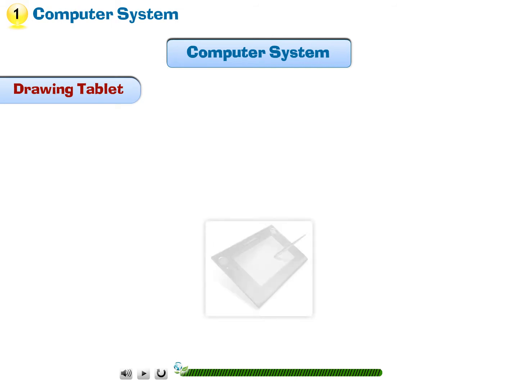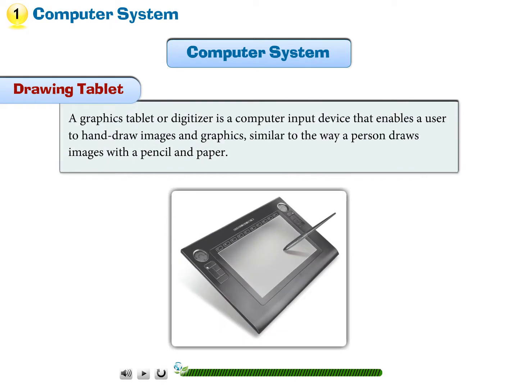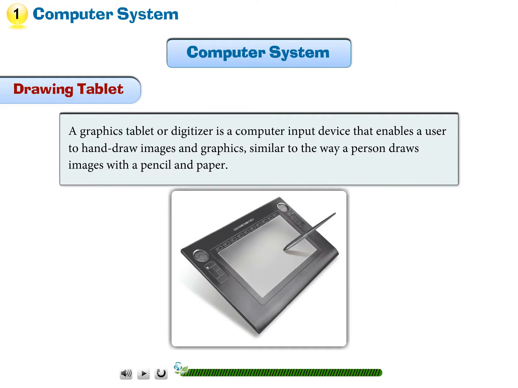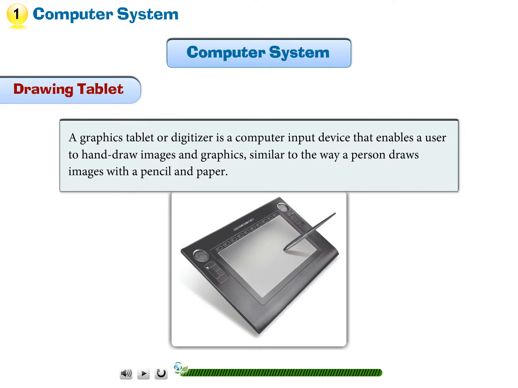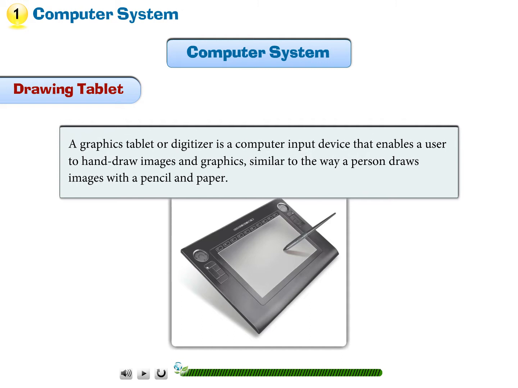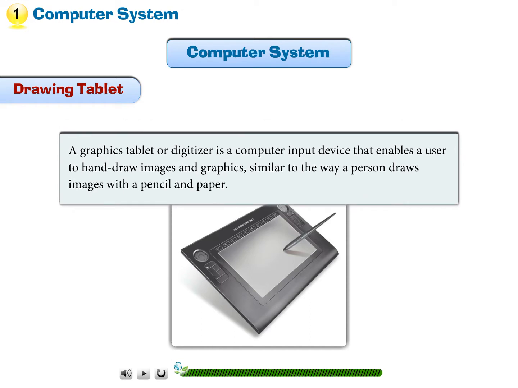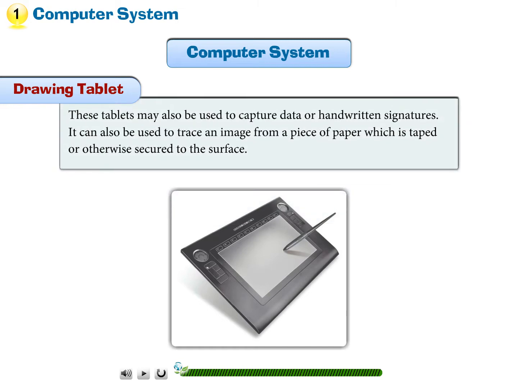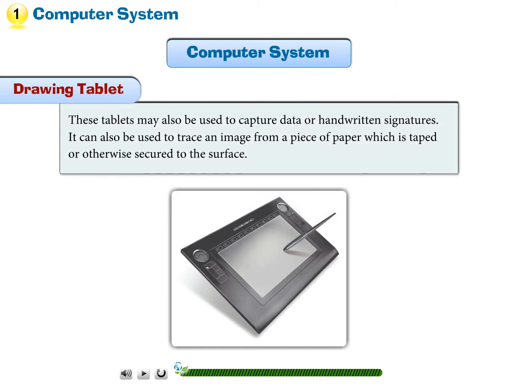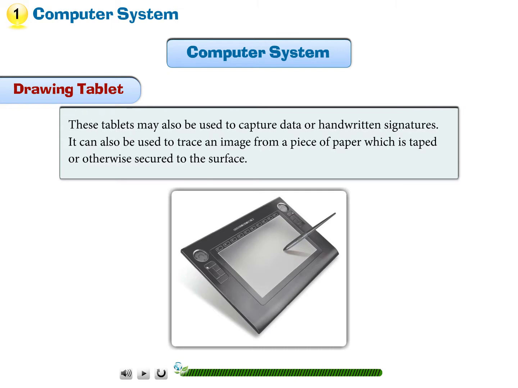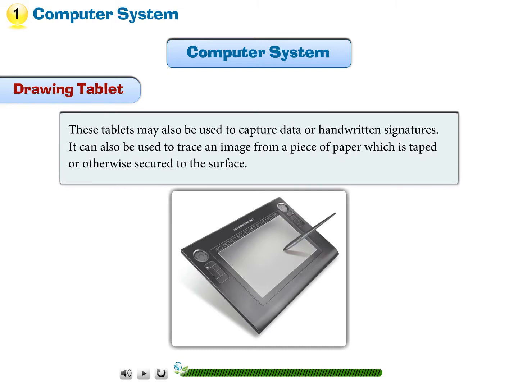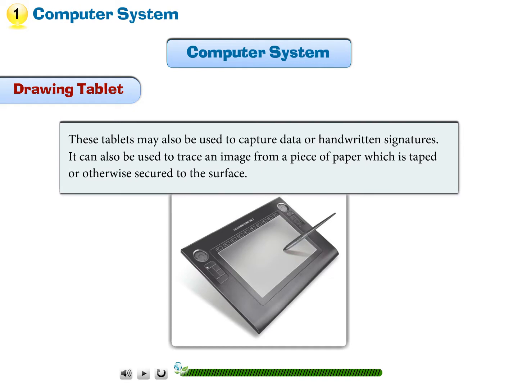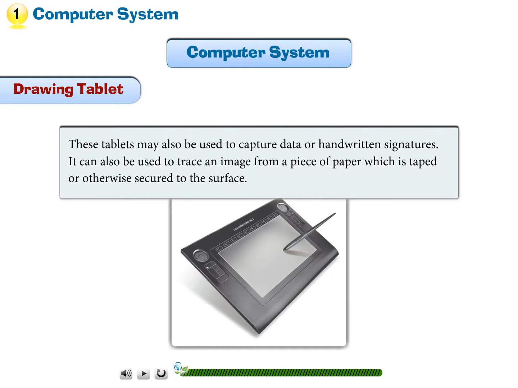Drawing tablet. A graphics tablet or digitizer is a computer input device that enables a user to hand draw images and graphics similar to the way a person draws images with a pencil and paper. These tablets may also be used to capture data or handwritten signatures. It can also be used to trace an image from a piece of paper which is taped or otherwise secured to the surface.